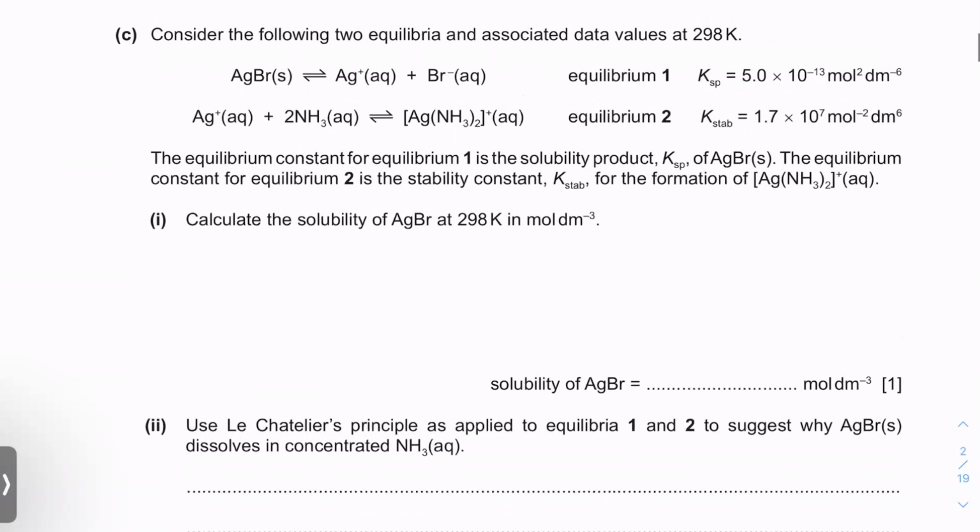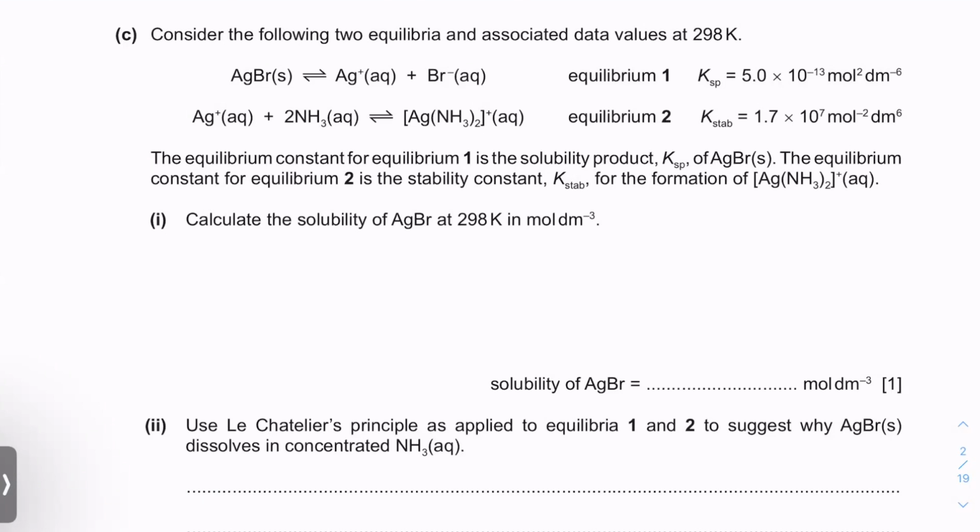But let's see. Consider the following two equilibria and associated data values at 298 Kelvin. Okay, the equilibria are given, and the K values are also given. So what's happening is you have AgBr solid, which is ionizing and forming Ag+ and Br- ions. And the silver and ammonia are forming a complex. The equilibrium constant for equilibrium 1 is the solubility product Ksp of AgBr.